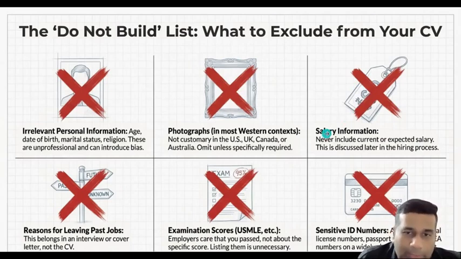Then if you are a resident or you are going for that initial posting and all, obviously you should never include your examination score. The employers are not at all interested in knowing your USMLE score. Okay, and you should not include any sensitive ID numbers like passport numbers, license numbers, DEA number, your PAN number, Aadhaar number. All such personal ID numbers should not be included in a CV, obviously, right? So these are the things to be excluded.